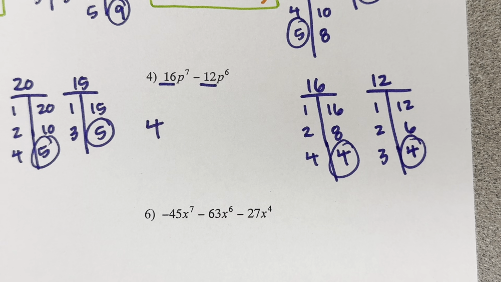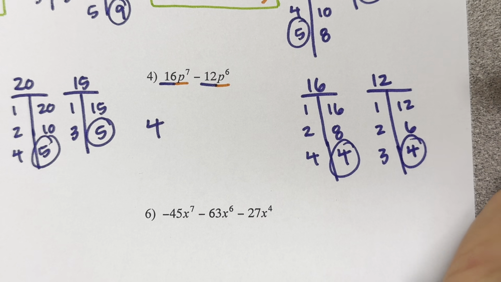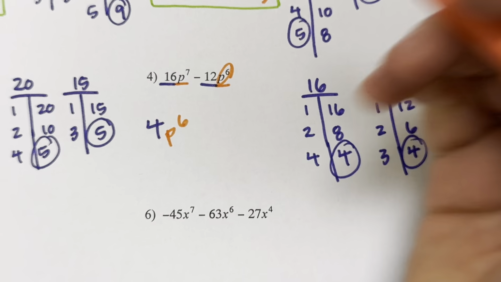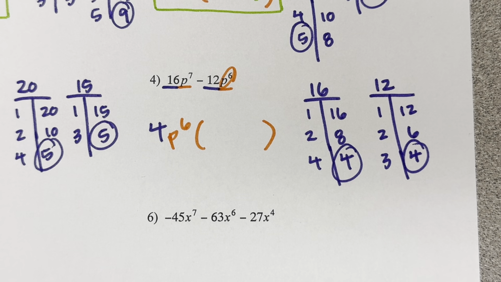Okay, now look at your variables. I have p to the 7th here and p to the 6th here. Take the smaller amount, which is going to be p to the 6th. Okay, now we just figure out what's left inside when we divide it out.